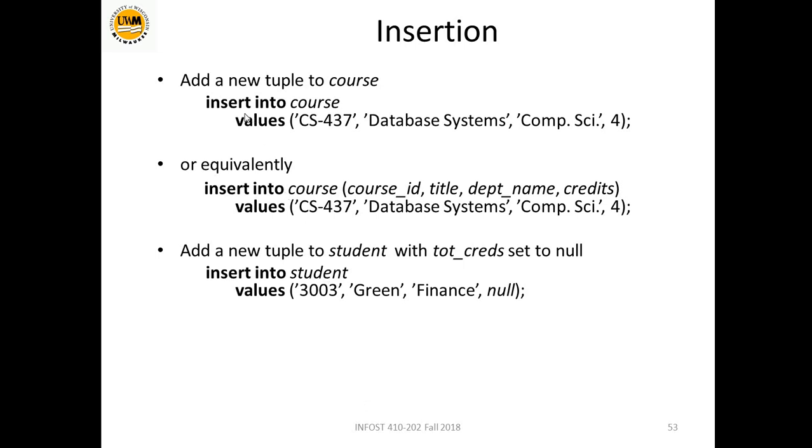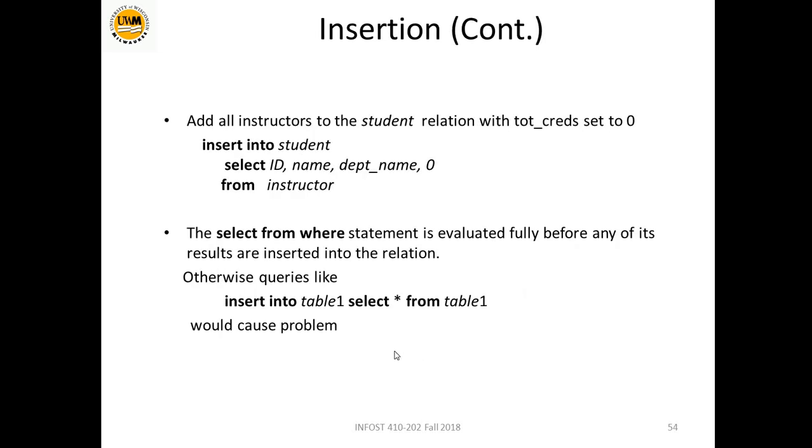Insertion: we can insert, for example, insert into course values, and we put the values in the order of the attributes and based on the domains. Or equivalently, we can say insert into course, and we put the attribute names and the values. If I want to insert a new tuple with a null value, I can insert and put the null value where the total credits are.